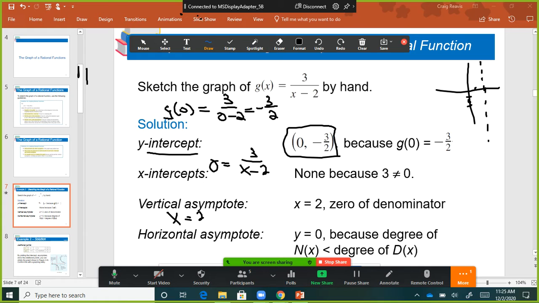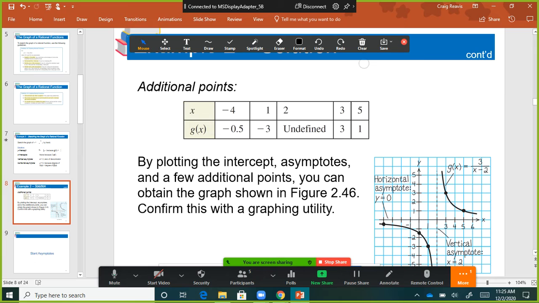Horizontal asymptote. From last time, the degree on top is smaller than the degree on bottom. So that means there is a horizontal asymptote at y equals 0, which is the x-axis. Okay. Now, from there, what they're asking us to do, and the next screen should show a little bit of what the graph's going to look like. I got to go back to the mouse, and I've got to clear off these drawings. All right.